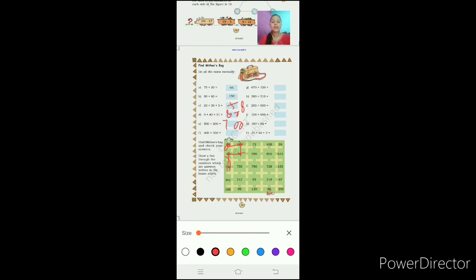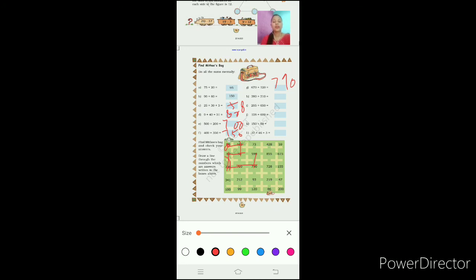Okay. 40 plus 350, 750. So where is 750? Here. Now 670 and 120. Okay. So 670 and 120 is 790. So where is 790? Here. 380 plus 210. So 380 plus 210. And now 8 plus 1, 9. 3 plus 2, 5. So 590. Where is 590? Here, in the upper side.